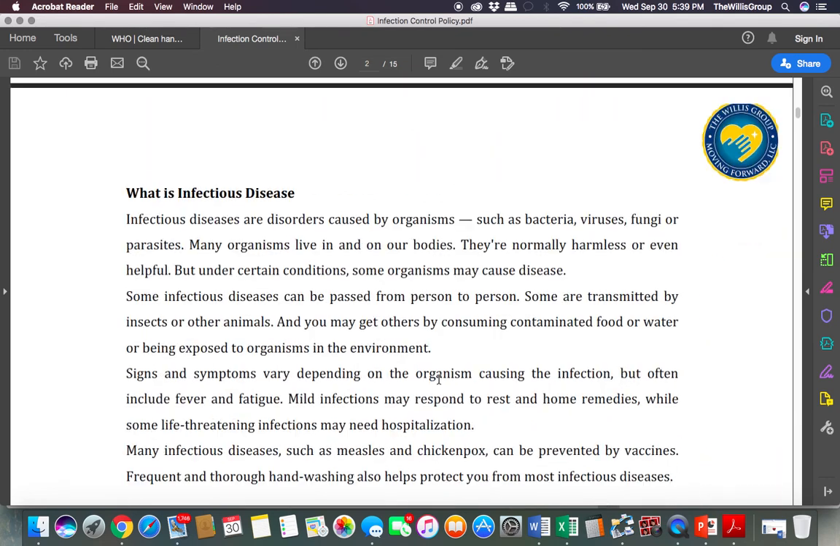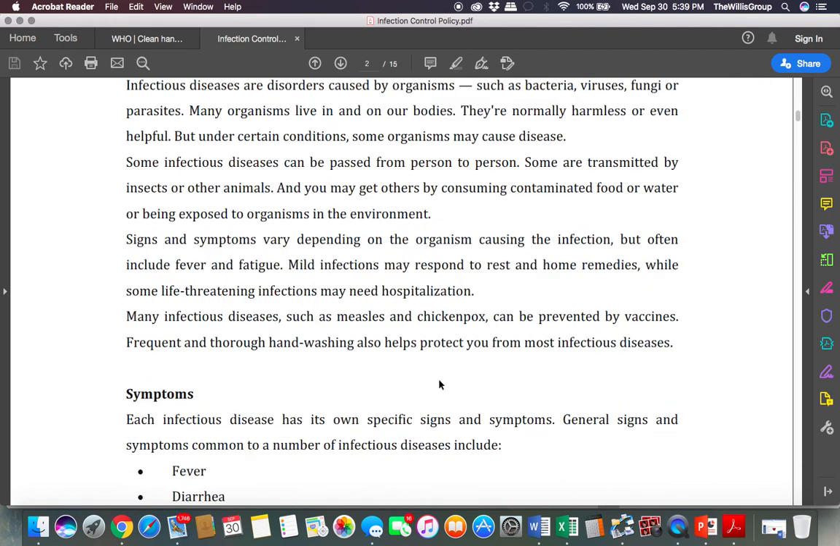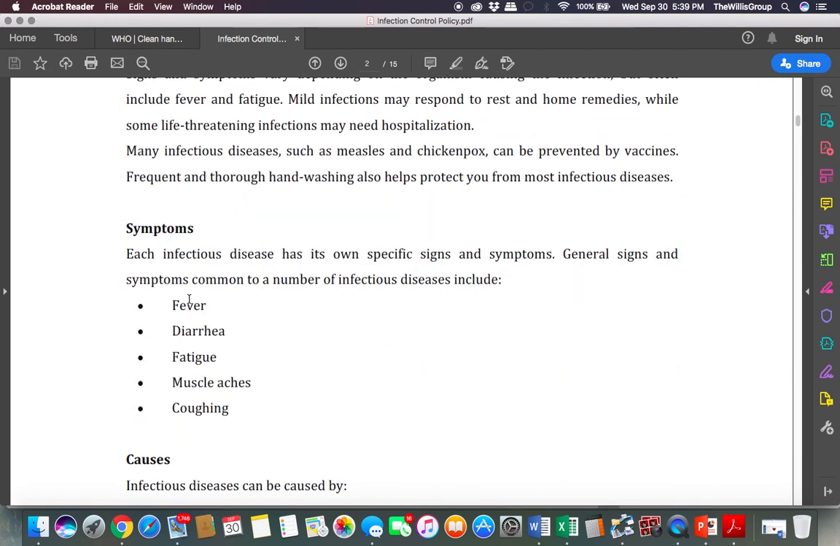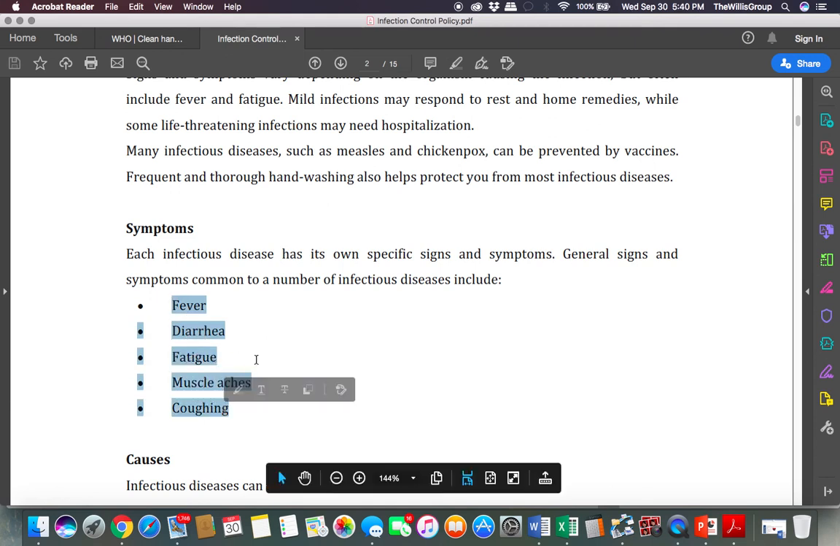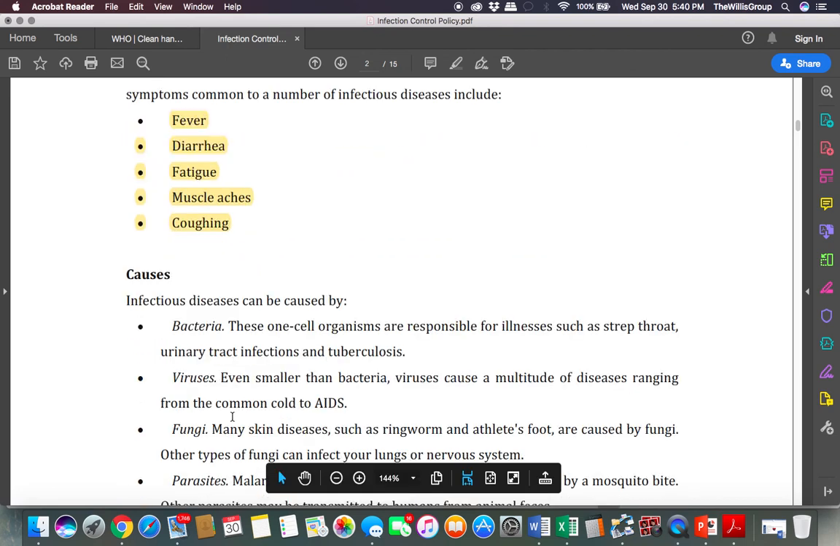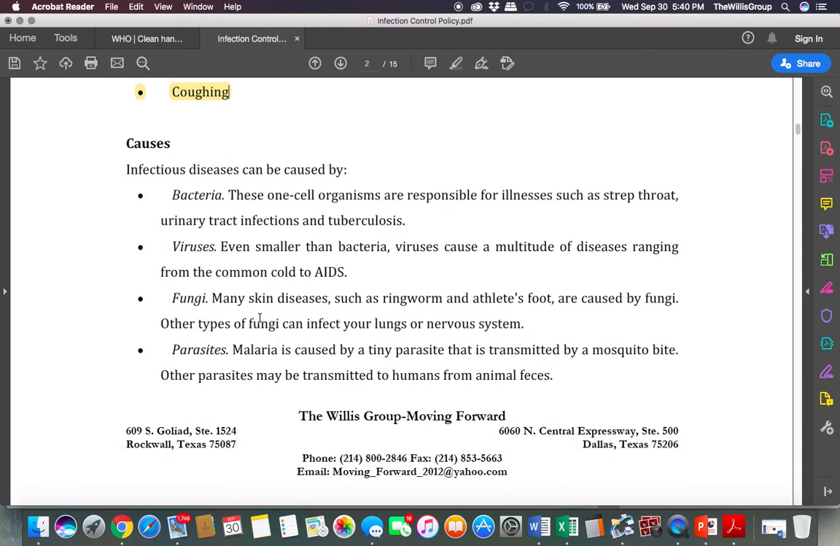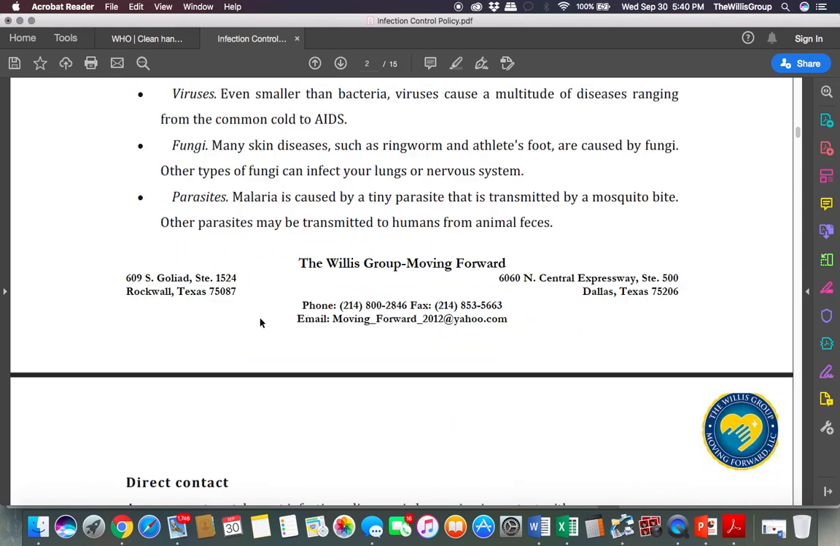And what it does is talk in a little more detail about what we've already discussed. What is an infectious disease? What are some of the symptoms as stated here? Again, it can be pretty common. It doesn't mean you have all or some of these symptoms, but some of the symptoms are fever, diarrhea, fatigue, muscle aches, and coughing. And again, it talks about infectious diseases, bacteria, virus, fungi, and parasites, and what those look like and how they are defined.